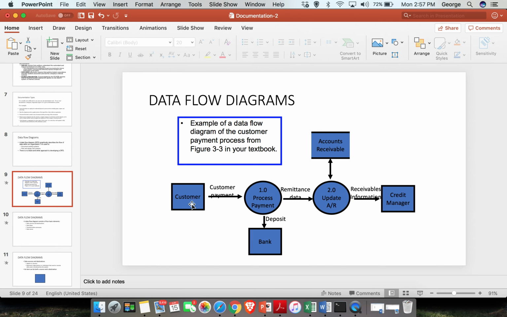So customer looks like a source, bank is a destination, credit manager is a destination, and accounts receivable is a file. And it's a file if it looks like a square but doesn't have sides. It doesn't have any vertical lines. It only has horizontal lines. So this would be an example of a file. So this would be the accounts receivable master file.